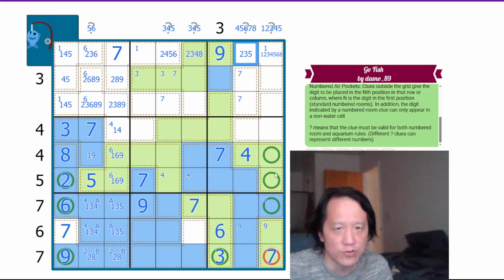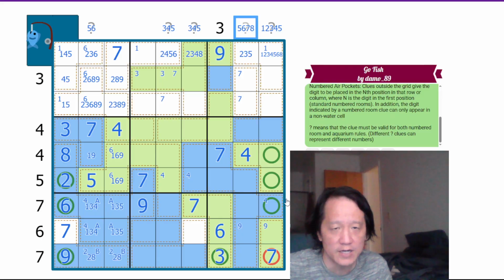This can't be 4 either. So 4 has to be here. That means this can't be 4 here. And this must be an air bubble for the numbered air pocket, which means this is blue. So this must be at least 5 waters in column 8.